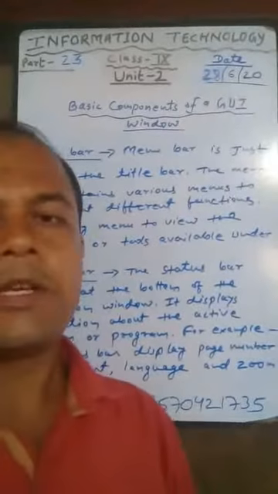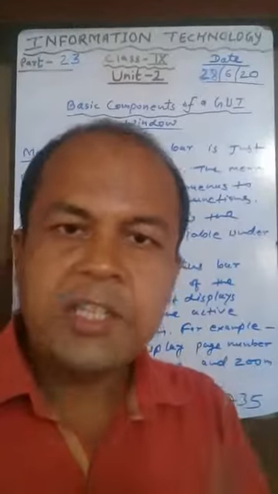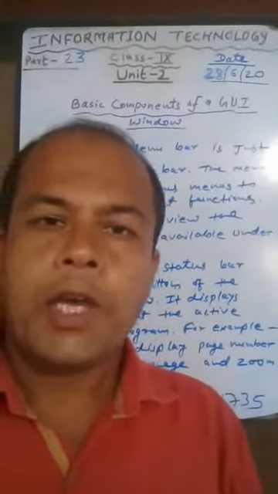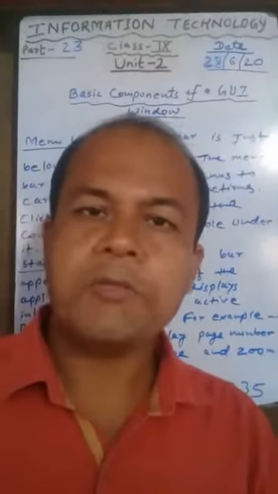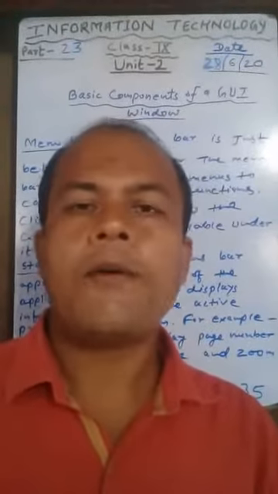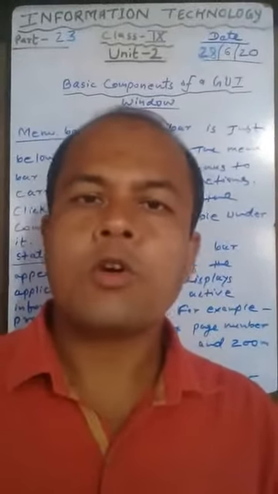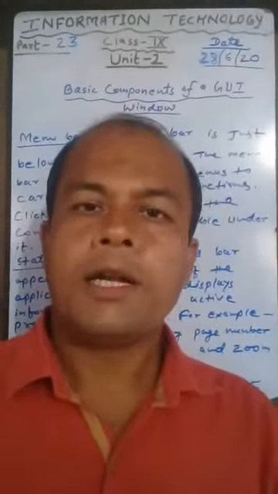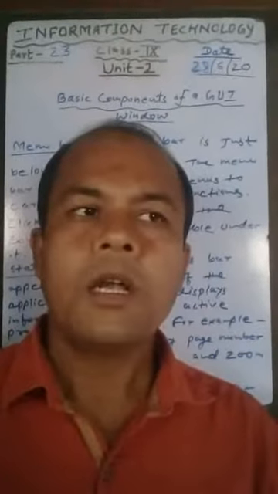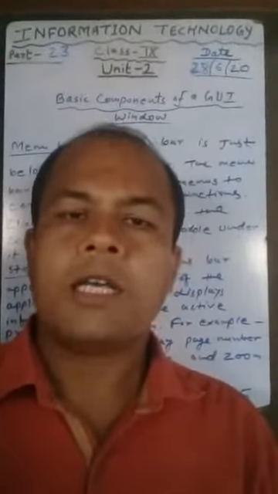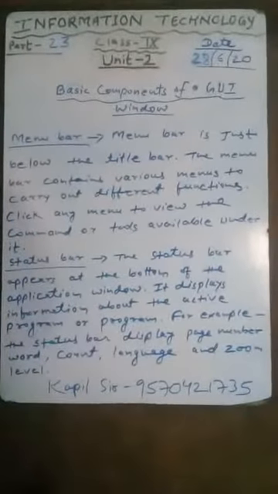Now we discuss the status bar. What is a status bar? A status bar is available at the bottom of the window, where we can see different types of status, such as word, sentence, etc.